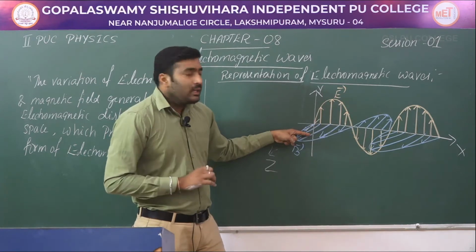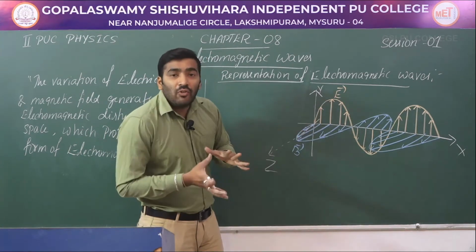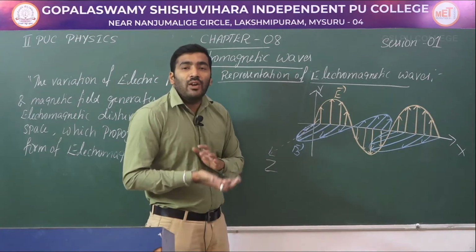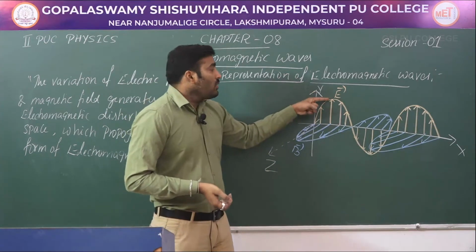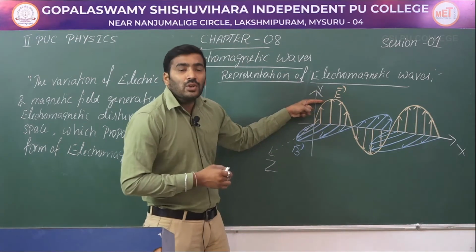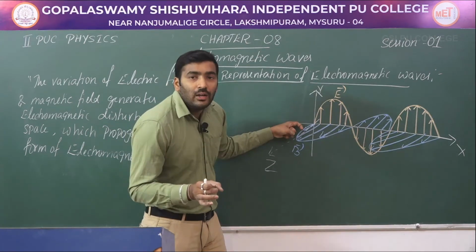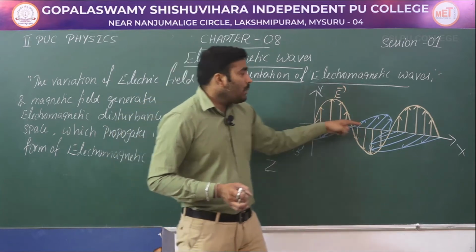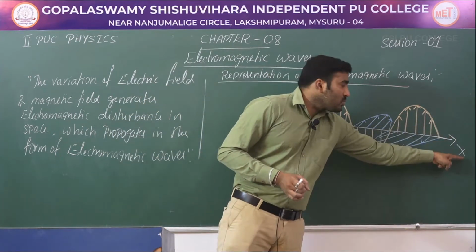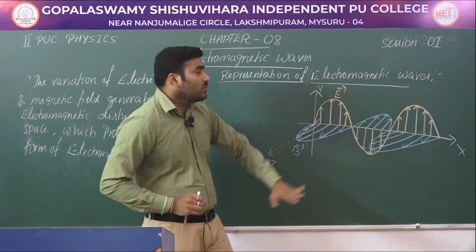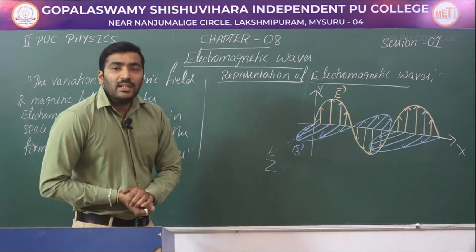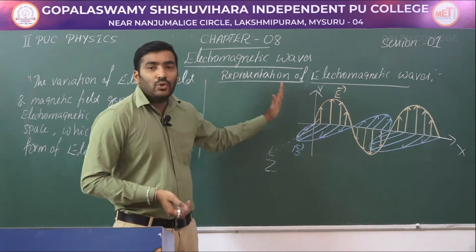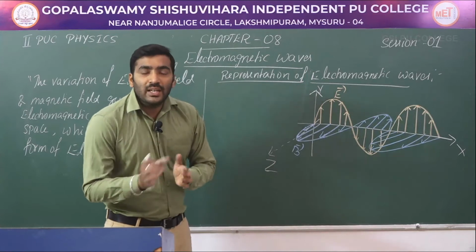Okay? And as far as the direction of propagation of the electromagnetic wave is concerned, the direction of propagation of this wave is perpendicular to both the electric and magnetic field vectors. See, the direction of propagation is towards the x-axis. So this is the general representation of a plane electromagnetic wave. So what does it consist of?